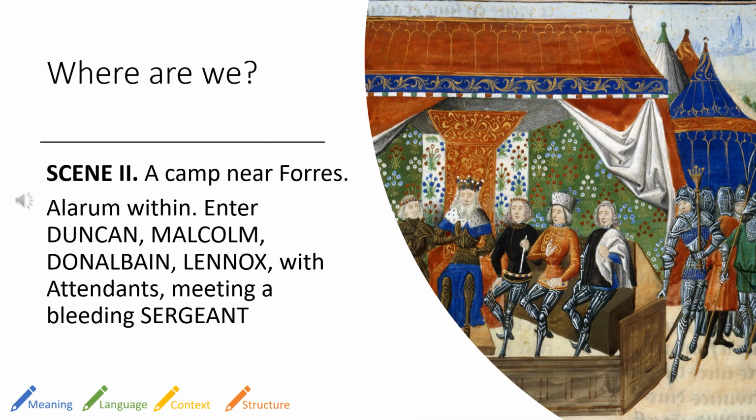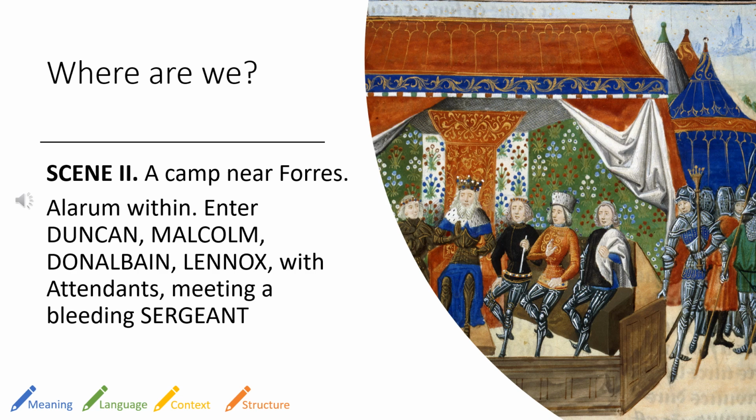Where are we? Well, scene 2 starts in a camp near Forres in Scotland, and there is alarm within. Trumpets sound, and we enter Duncan, Malcolm, Donalbain and Lennox with attendants, with supporters, with helpers, servants, whatever you want to call them, meeting with a bleeding sergeant. Now, this is the sergeant, and I'm saying that's important. He's just come from the battle and he's going to tell us everything that's happened.